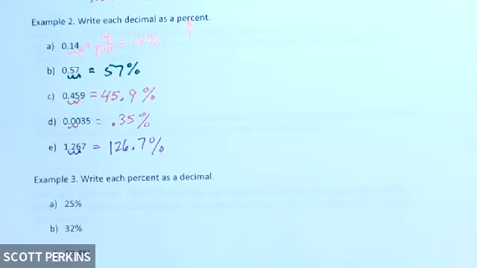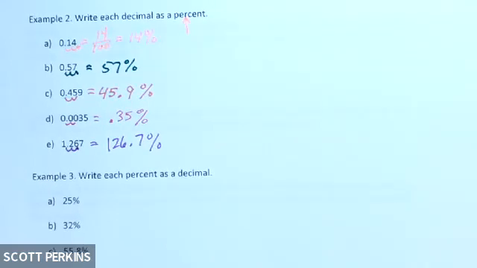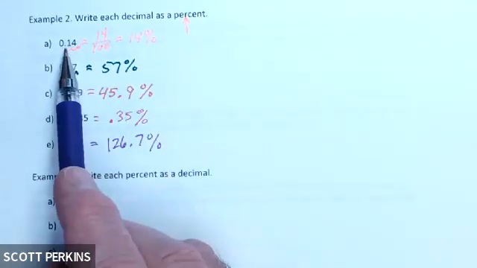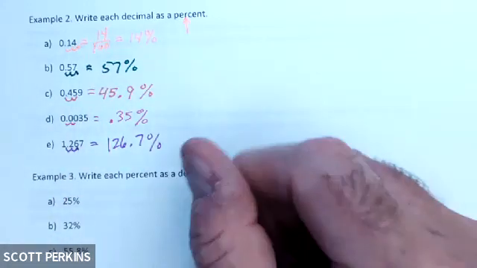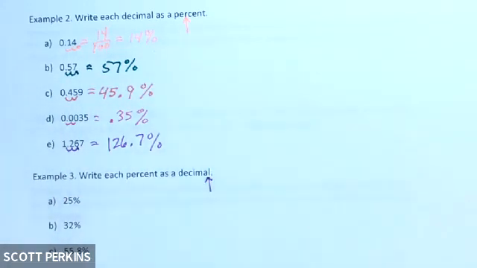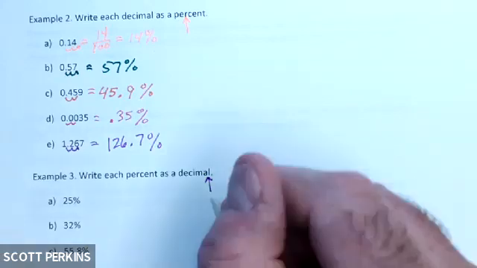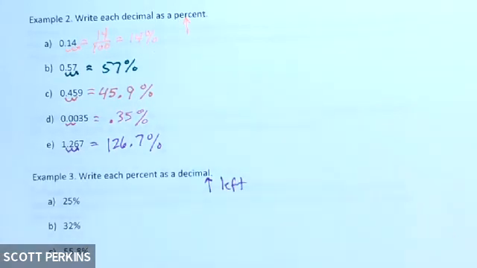So now we're going to do the reverse process. We're going to write each percent as a decimal. So if I moved the decimal 2 places to the right to make a percent, to make a decimal, well, here's the convenient thing. Decimal has an L in it. So we're going to move the decimal 2 places to the left. We're just going to go backwards. Exact reverse of what we did.